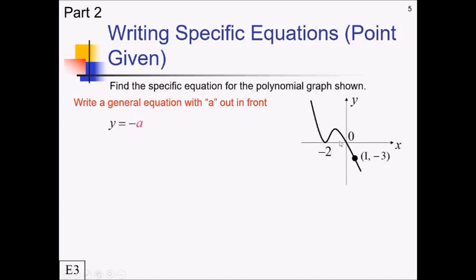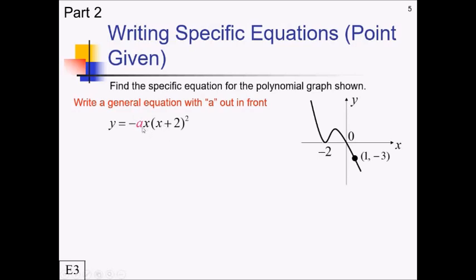Since we're crossing through the origin, we have a factor of x, and it's going to be the first power because we're crossing through. So this is just x to the first power. And we're bouncing off negative 2, so we have a factor of x plus 2 that is being squared. So x plus 2 quantity squared. So there's a possible equation, but now it doesn't become specific until we solve for a.